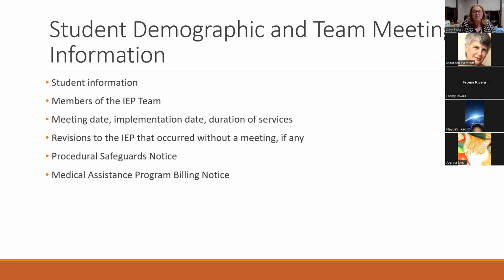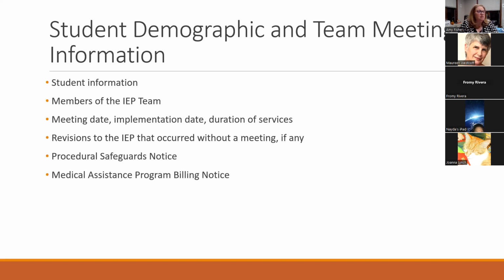It will list the meeting date for the IEP. It will list the date of implementation, meaning when the IEP is going to go into effect, and the duration of services. Usually that's 1 year, but it could be less if you're having a meeting halfway through the year as an update point. In that case, it would usually use your anniversary date as the duration of services.